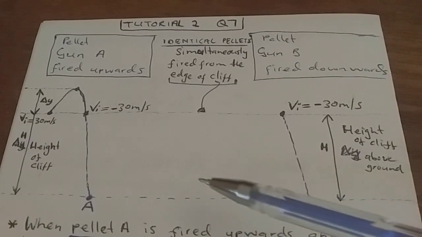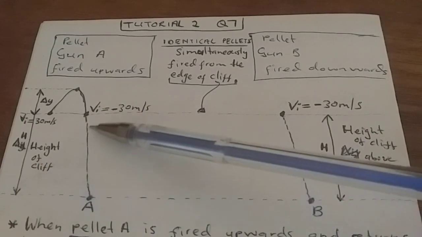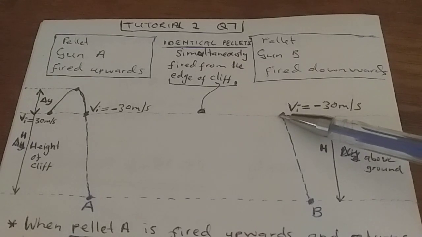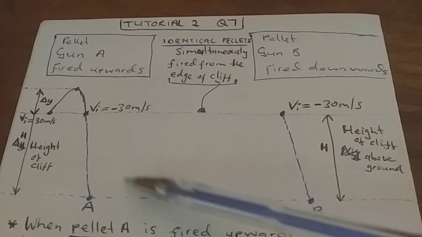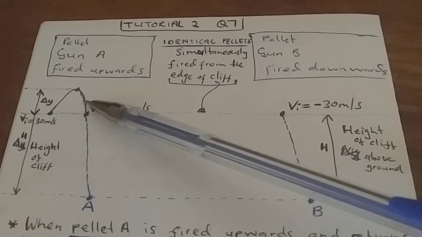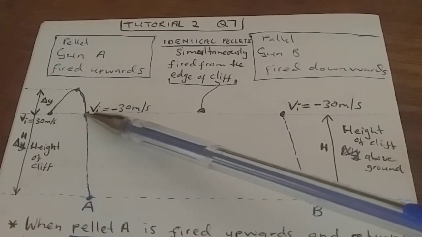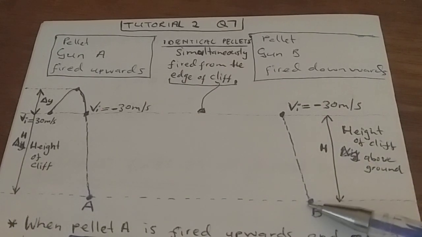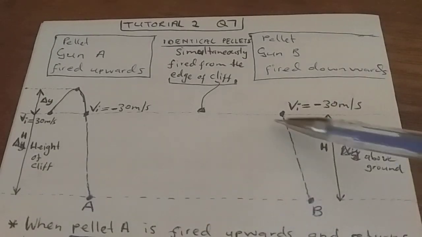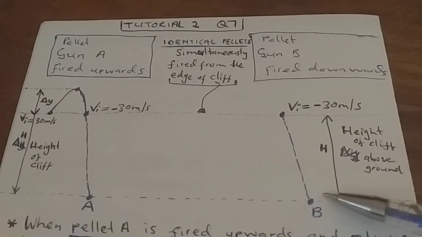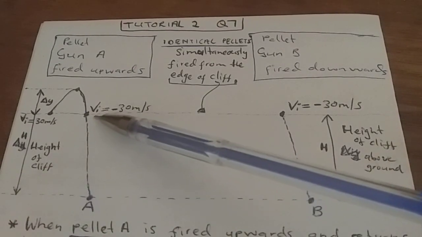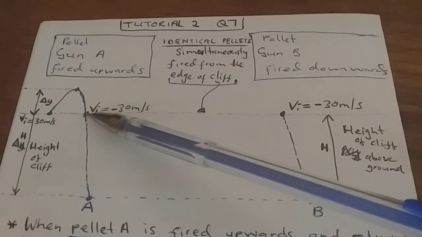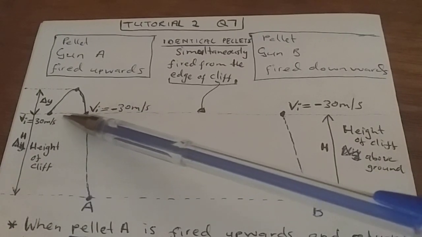You can notice that this graph from here to there is the same as the graph from here to there. The only difference is that gun pellet A was fired upwards. So pellet B will reach the ground faster. Why? Because it was just fired downwards. Yet pellet A will have to take some time to go up and then return to the same point. So basically this is the delay in time.